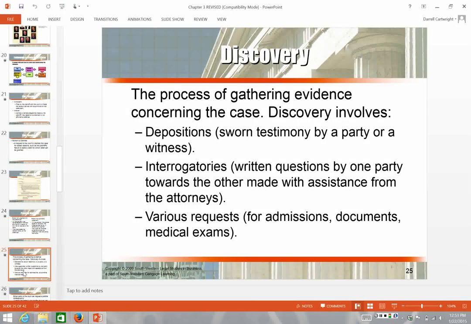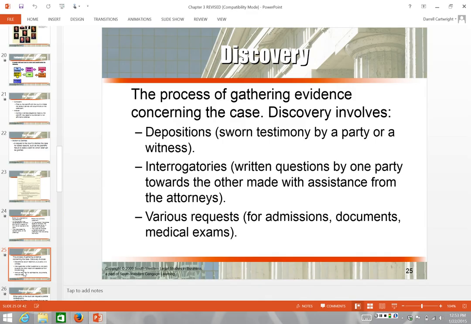Some of the areas of discovery are listed there. Depositions are situations where sworn testimony is taken either of a party or of a witness. Basically, the witness or the party is sworn in, a court reporter is present, and one of the attorneys will ask questions of the deponent under oath, and the court reporter will take down every word that they say.